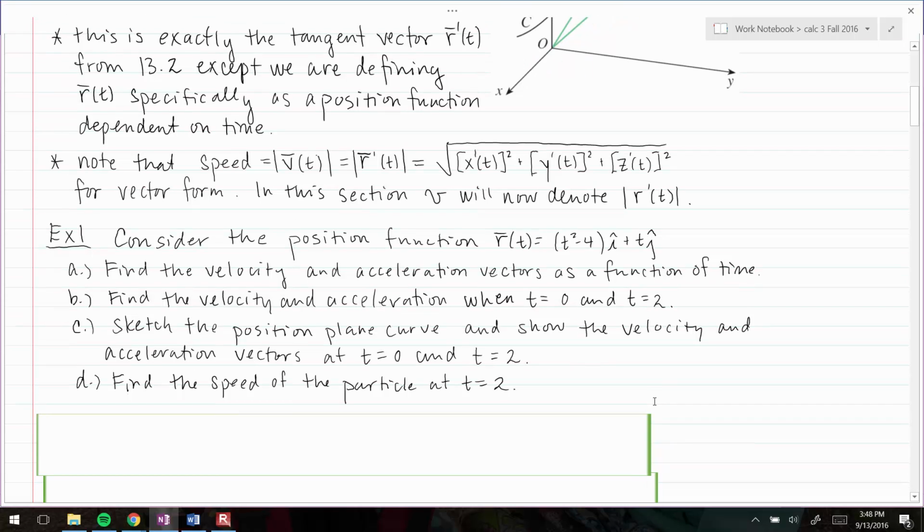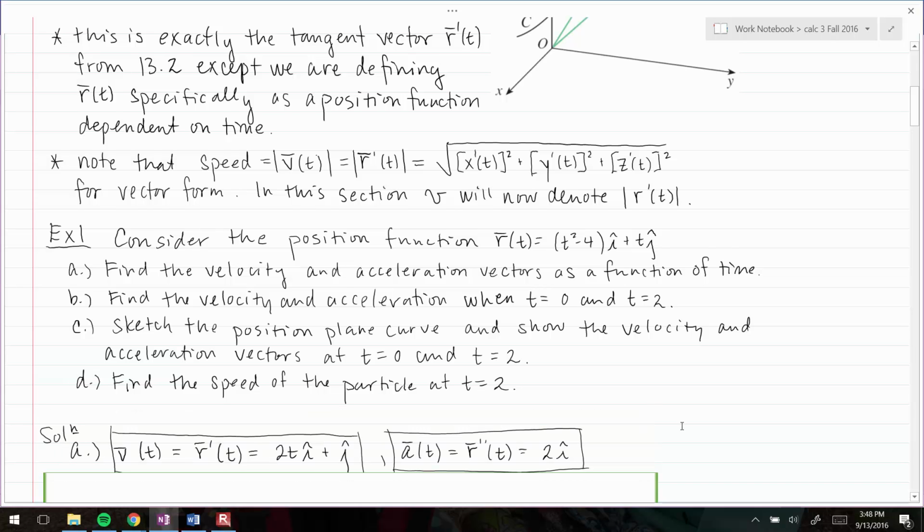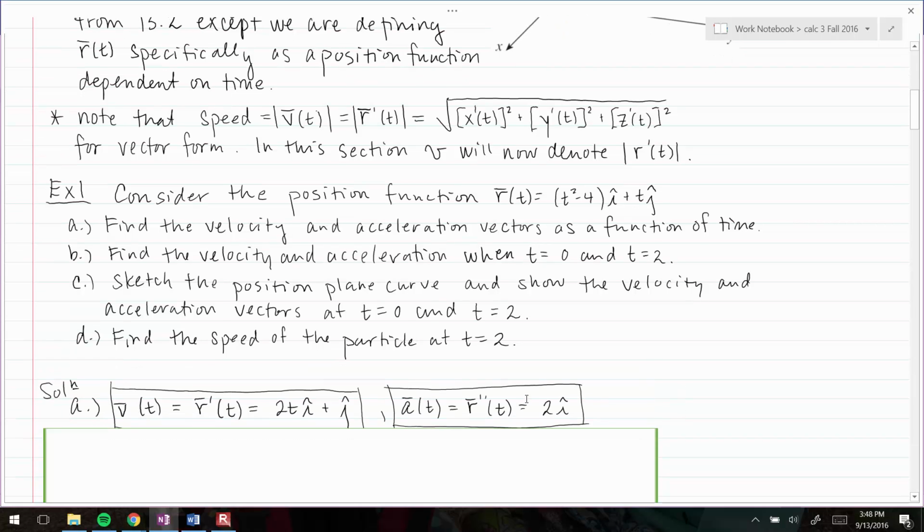Part A, find the velocity and acceleration vectors as a function of time. All you need to do is take the derivative of r of t. Remember, we do that component by component, and that would be the velocity. Acceleration, you take that answer and take the derivative of it. So A is not too bad, and this is our result.